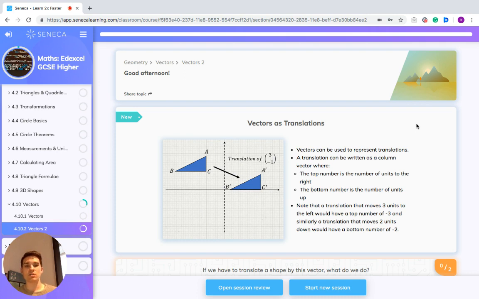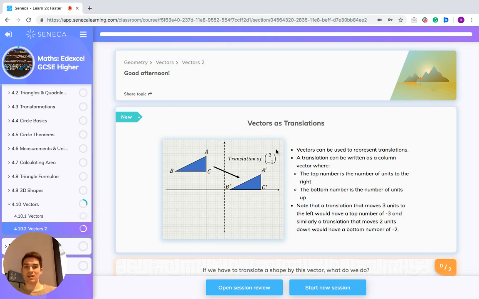Now, vectors can be used to represent translations, and a translation can be written as a column vector where the top number is the number of units to the right, and the bottom number is the number of units up. I say to the right and up, but if there are negative numbers on the top or the bottom, that reverses. So the top number tells you if you're going right if it's positive, left if it's negative, and the bottom number up if it's positive, down if it's negative.